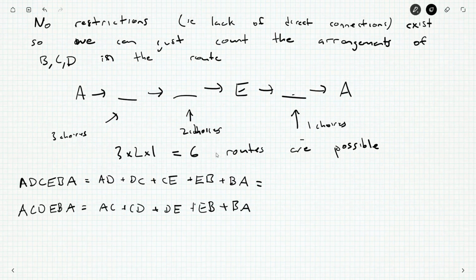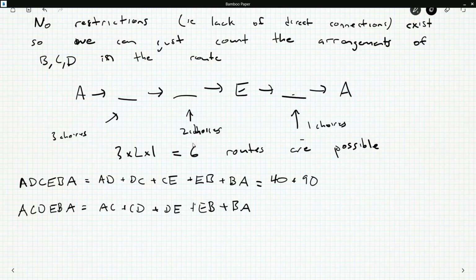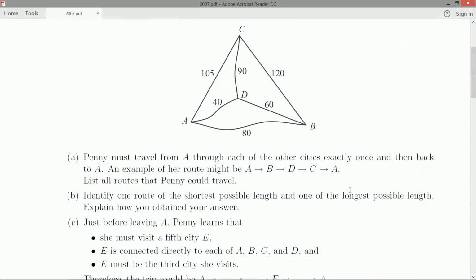So this is AD, which is 40. DC, which I think was 90. Yep. CE, I'm going to call that X. EB, I'm going to call that Y. And then BA, which I believe was 80. Yeah.